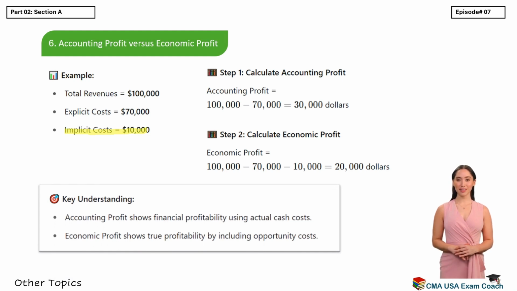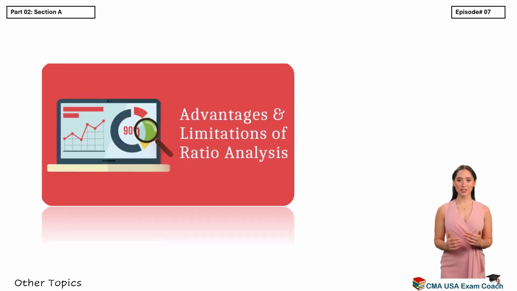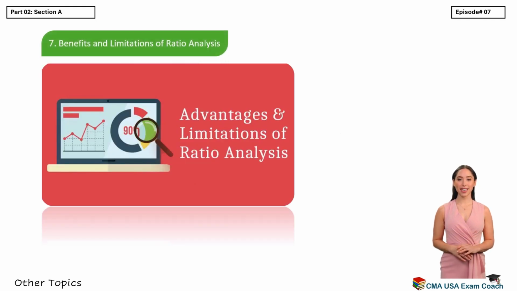Now that we have learned about various types of financial ratios, such as liquidity ratios like current ratio, market ratios, profitability ratios, and many others, we can understand how these ratios help businesses, investors, and stakeholders assess a company's financial health, performance, and future potential. Ratios provide valuable insights by simplifying financial data, helping in comparisons, and supporting better decision-making. However, while ratios are very useful, it is important to recognize that they also have certain limitations. Now, we are going to discuss the benefits and limitations of ratio analysis.